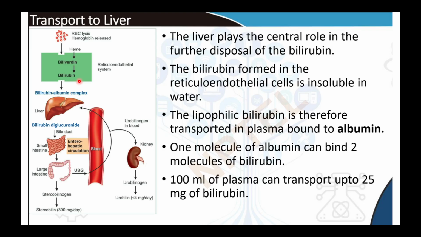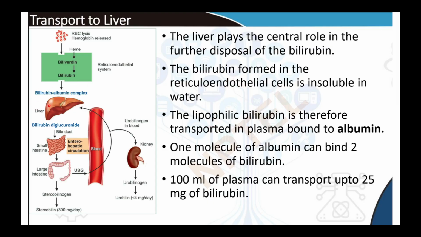Okay. So for it to be transported through our system, it needs to be soluble, right? Insoluble matter cannot get transported through blood, so for bilirubin to be transported to the liver, it needs to be bound to another protein called albumin. So albumin is present in the plasma, and when bilirubin is released in the plasma, it binds with the albumin to form a bilirubin albumin complex.